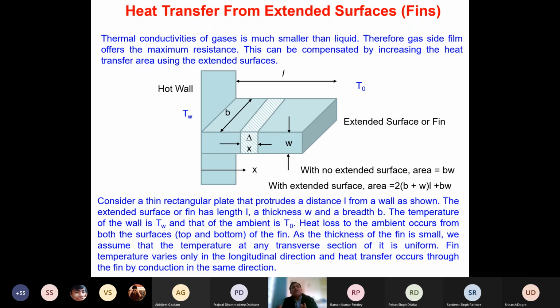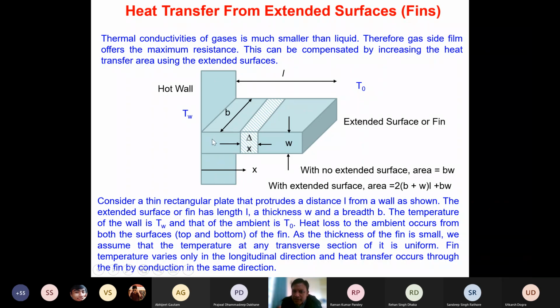So let's look at a very simple case. There are different types of fins possible. We can have a cylindrical fin, we can have a triangular fin, all sorts of geometries are possible for an extended surface. But for the time being, let's take this rectangular fin as shown here. So this rectangular surface is protruding outside of this wall. My aim is to have faster heat dissipation from this base wall, which is there on the left hand side.